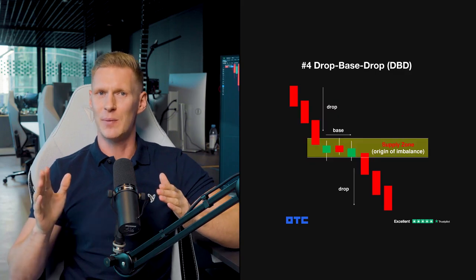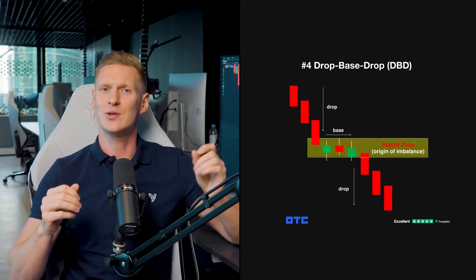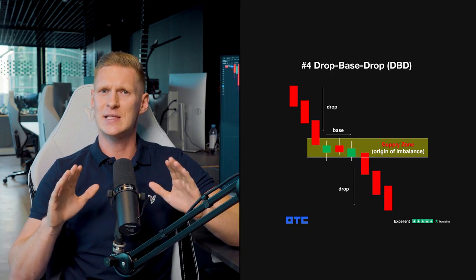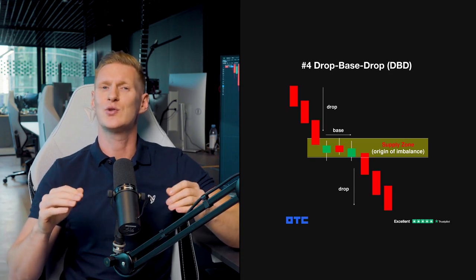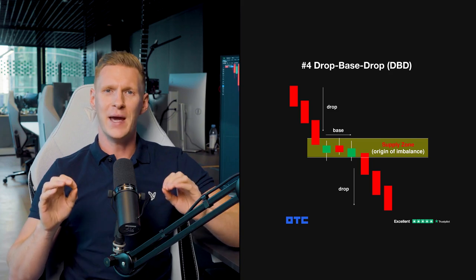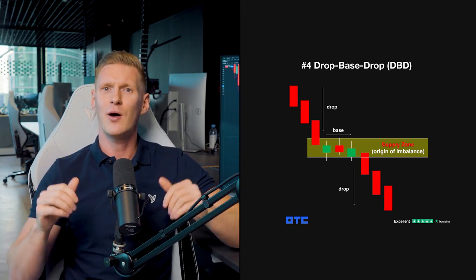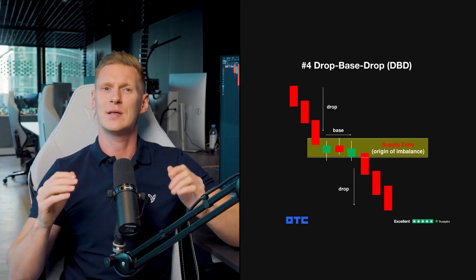Drop, base, drop, DBD. Price initially drops, pauses in a sideways base, then continues to drop from that base. Once again, the base represents the origin of the imbalance, making it the supply zone.